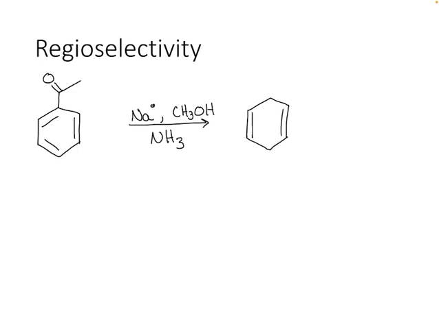So we could end up with a product where the ketone is in the middle of those two double bonds, or we could end up with the ketone bonded to one of those double bonds. So let's figure out which one is preferred, which one actually forms.